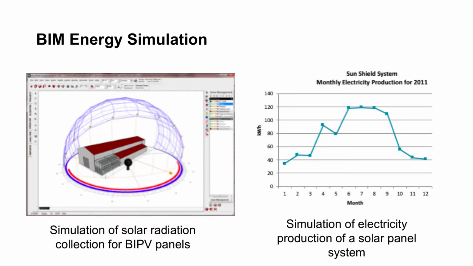With some studies in BIM energy analysis, the solar radiation collection for BIPV panels was simulated throughout a year, as shown in the left figure. The corresponding electricity production of a solar panel system was then calculated, as shown in the right figure.